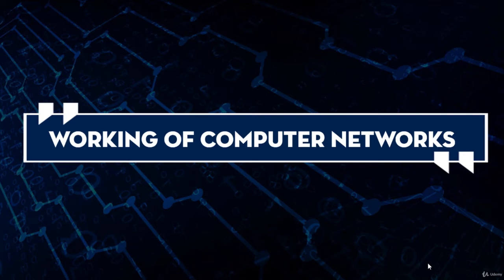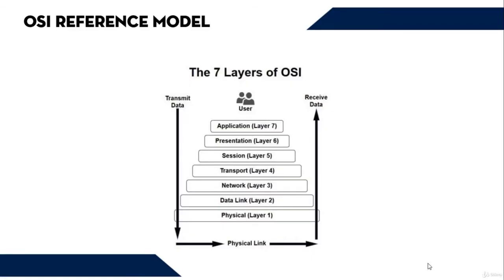In this module, we are going to learn about reference models in computer networks. There are two models for references. Number one, the OSI reference model, and number two, the TCP/IP reference model. So first I'm going to talk about the OSI reference model.